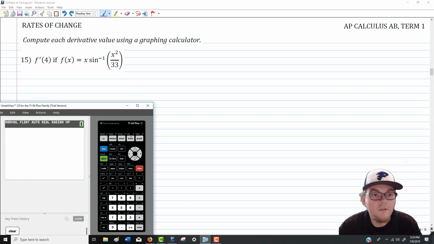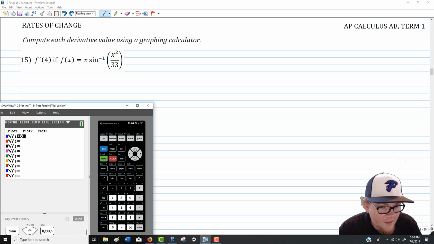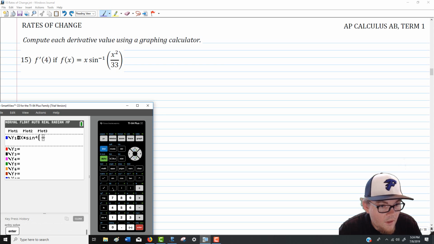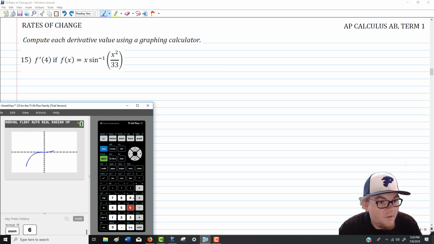Here it is. We want to do this one of two ways. So the first way is to use the graphing calculator's graphing ability, to literally graph it and find the derivative there, through that second trace menu. So in here, what I'm going to do is I'm going to clear all the work that we've done before. Clear. We want to input this function, which is x times sine inverse of, let's see, math, fraction, x squared over 33. So as ugly as can be. Next, we're looking at f of 4, so the standard zoom should work out nicely. So let's graph our function.